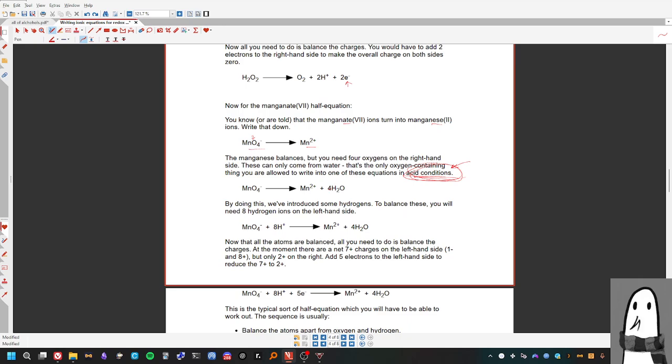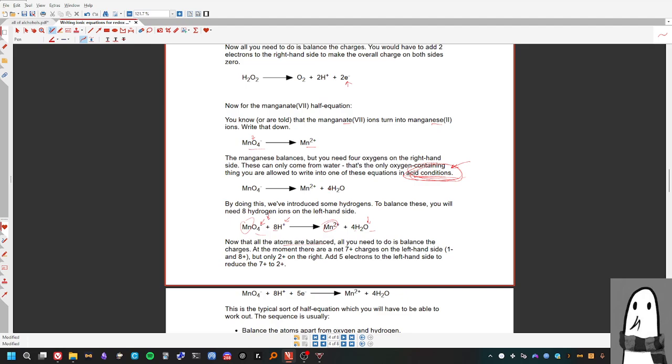But by doing this, we've added some hydrogens, 8 entirely, to the right side. To balance these, you'll need to add 8 hydrogens on the left side as well. So now we have 8 and 8 hydrogens, 4 and 4 oxygens, and now all the ions are balanced because we have Mn and we have Mn over here. We just need to balance the charges. At the moment, look at the net charges on the left and right side, okay? If you look at the left side, we have 4 minuses and 8 pluses.